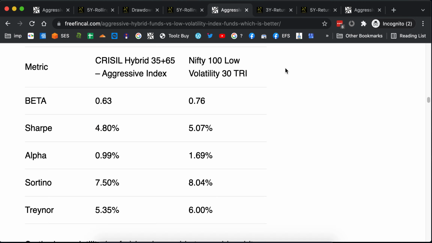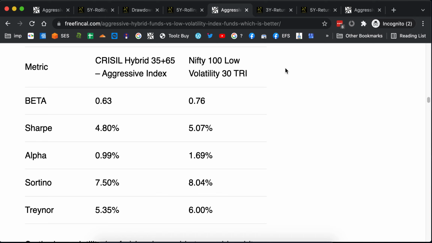Now, if you compare the risk-adjusted returns, if you look at the beta, that is the relative volatility, the aggressive hybrid index has got 63% of the market volatility, whereas the Nifty low volatility index has got 76% of that of the market volatility. Then you have the other risk-adjusted measures like Alpha, Sharpe, Sortino, and Treynor.